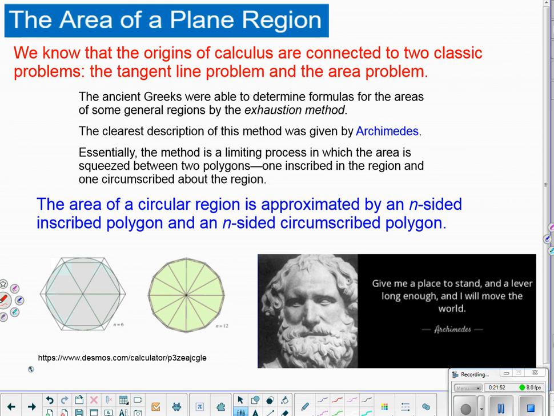This in the red says, we know the origins of calculus are connected to 2 classic problems, the tangent line problem as well as the area problem. This started way back. The ancient Greeks were able to determine formulas of areas of some general regions by an exhaustion method. Well, that just means they kept trying things over and over.